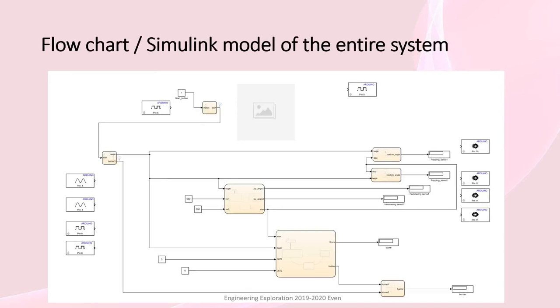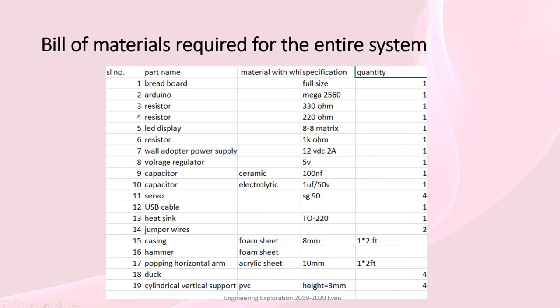So, as you saw, this was our Simulink model. Moving on to the next slide, we have the bill of materials. This includes all the items that we require for our gaming machine. As you can see, we have the breadboard, the Arduino, resistor, LED display, and many more. This is the bill of materials of our gaming machine.